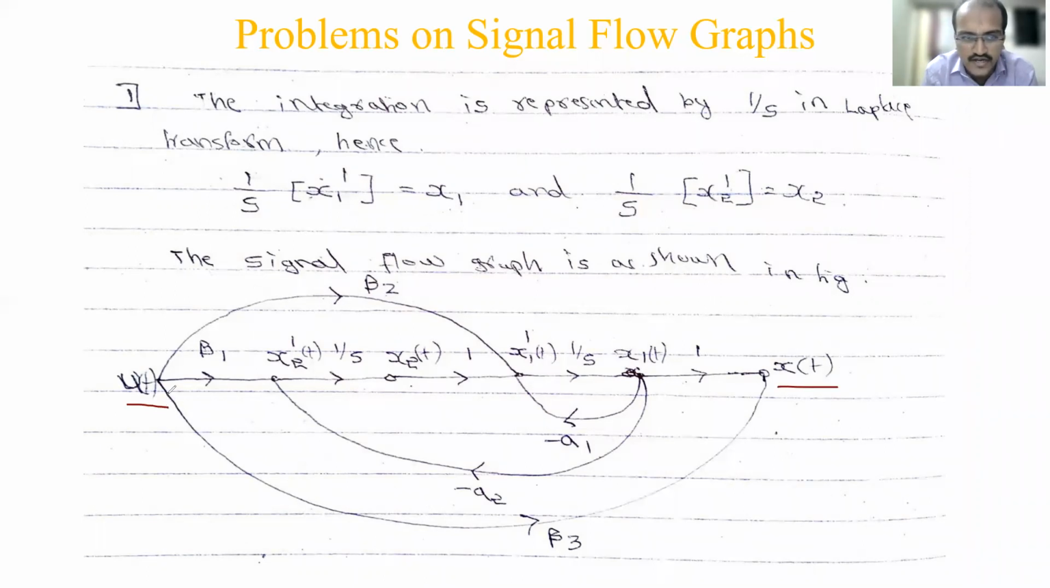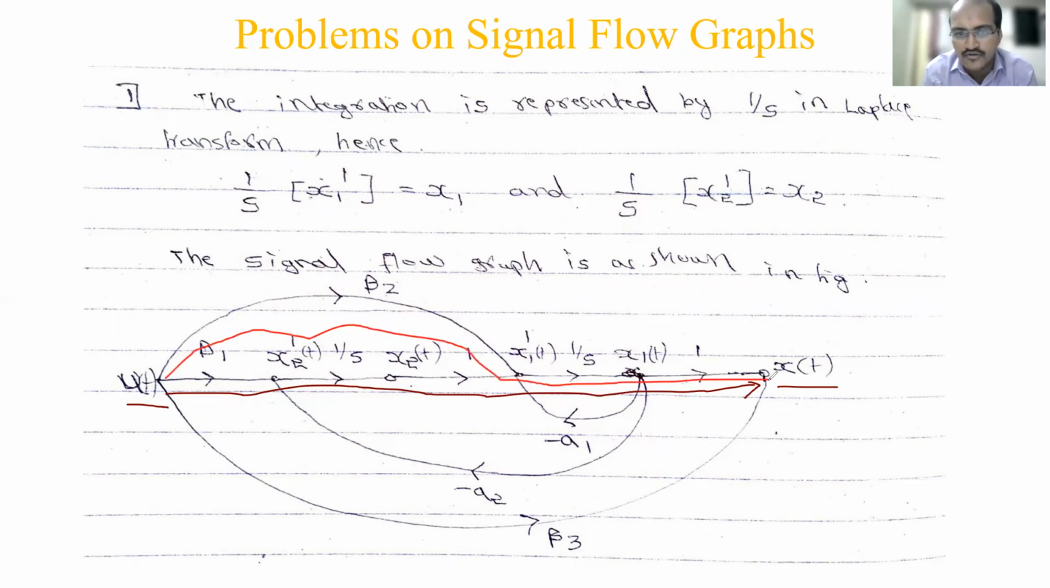So one is you have the straight-away path, right? B1, 1 by s, 1 by s. So this is your straight path. Okay. Then another one is the upper one. So u of t to the path B2, it will meet here. Again, this will take this path. Its product you have to write as the path gain. And then finally you have the third path, which is going directly from u of t to x of t with beta 3. So these are the three paths you have to write down.